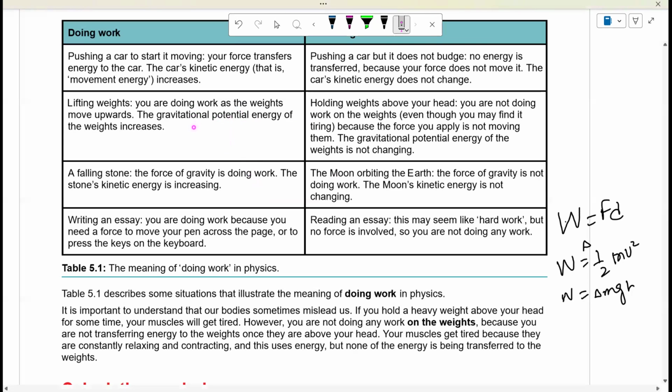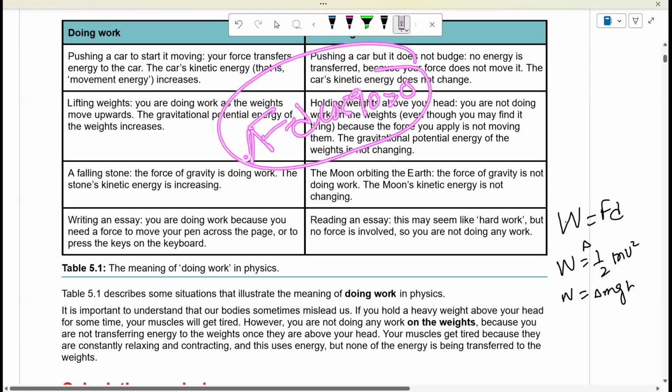Also, we have done the equation that work done equals FD cos theta. And cos of 90 gives us 0. So if the force is towards the center and the displacement is at 90 degrees to it, what angle is it? 90. So FD cos 90 gives us an answer of 0 work done.